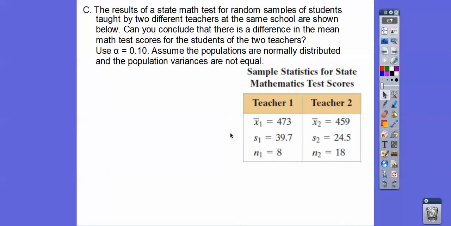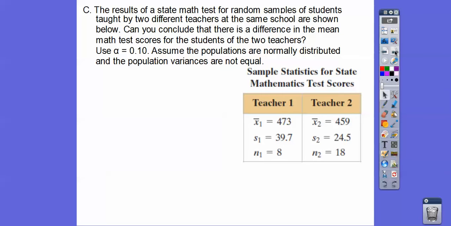So can we conclude that there is a difference in the mean math test scores for the students of the two teachers? We're going to use a 10% significance level. Right here is important. This is 2. Assume the populations are normally distributed and that the population variances are not equal.